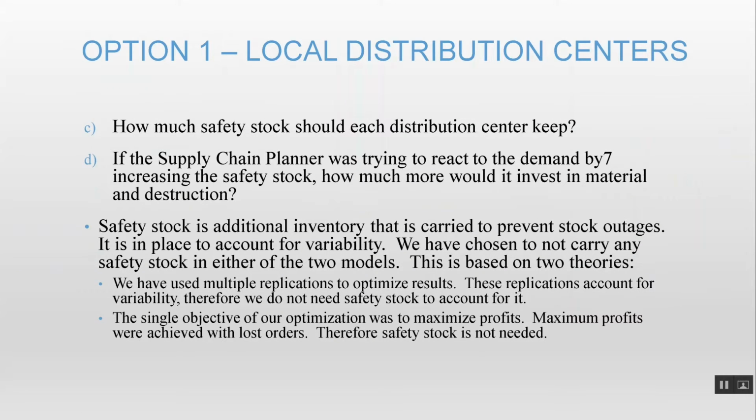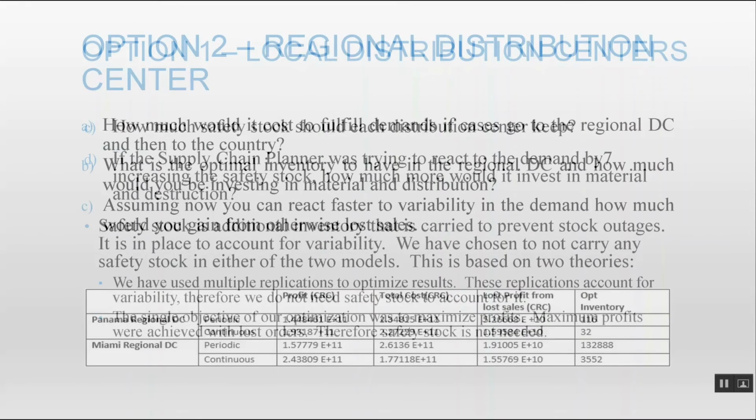Safety stock is additional inventory that is carried to prevent stock outages. It is in place to account for variability. We have chosen not to carry any safety stock in either of the 2 models. This is based on 2 theories. We have used model replications to optimize results. These replications account for variability, therefore we do not need safety stock to account for it. The single objective of our optimization is to maximize profits. Maximum profits were achieved with lost orders, therefore safety stock is not needed.